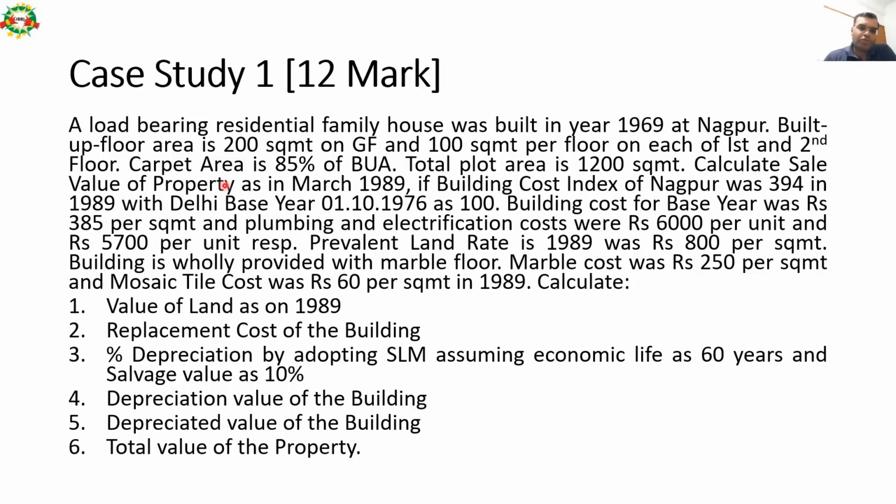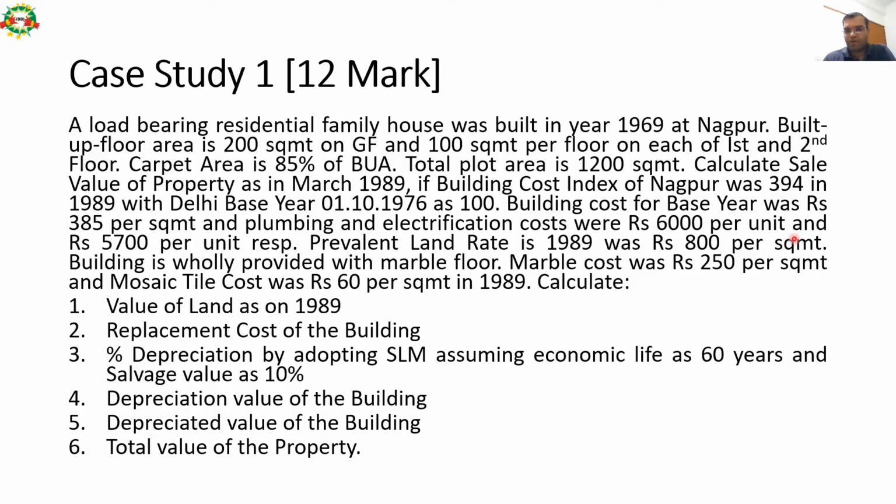Now carpet area is also given, which is equal to 85% of built-up area. Total plot area has been given 1200 square meter. Calculate sale value of the property as in March 1989, if building cost index for Nagpur was 394 in 1989 with Delhi base year of 1976 as 100.